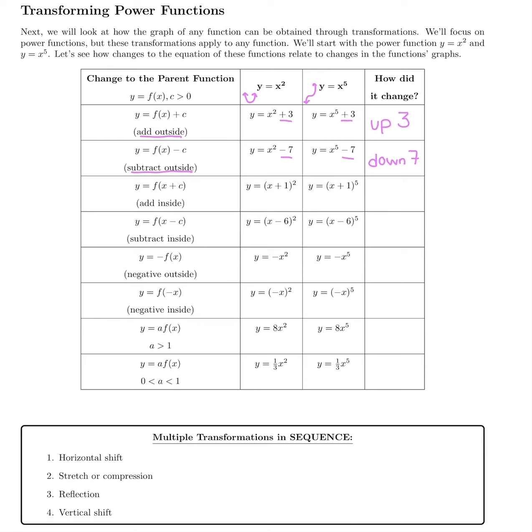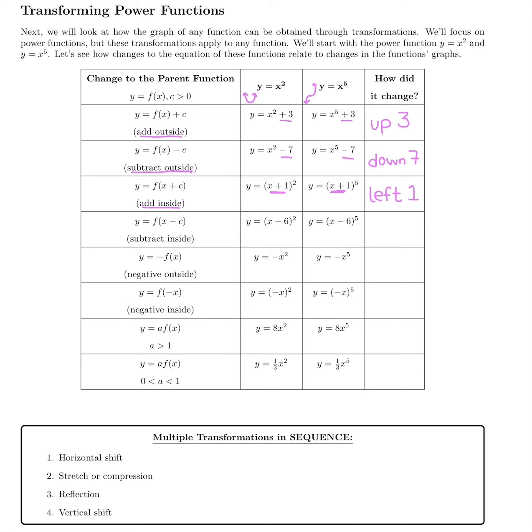Now let's look at doing some stuff inside. Inside is the harder part. If you add inside the parent function, instead of just x squared, we're going to add inside, we're going to do x plus 1 and then square, or x plus 1 and then raise to the fifth. So putting that plus 1 on the inside does the opposite of maybe what you think it would. Adding 1, do you think that moves it left or right? Well, if you think about a graph, to the right are more positive numbers, but since it's inside, it's counterintuitive. Adding 1 moves us to the left 1.